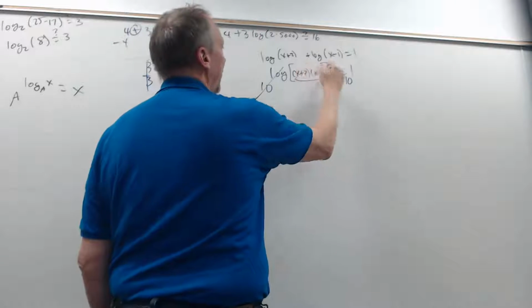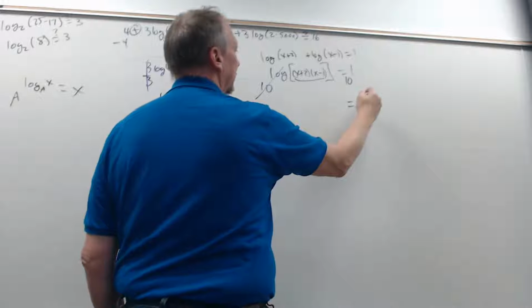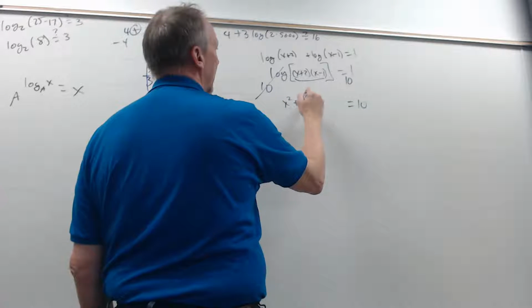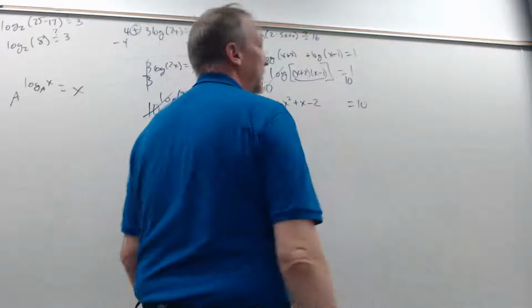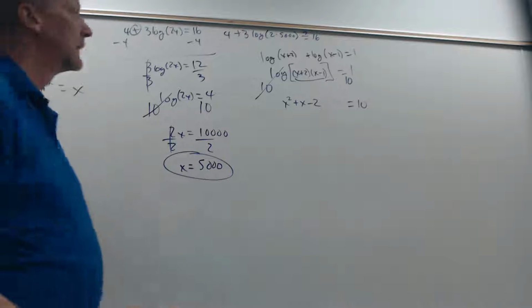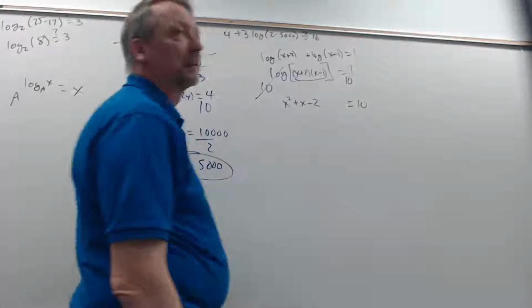Okay, so let's FOIL that out. That's going to equal 10. x squared plus x minus 2. Minus 2, you just went straight. Okay, now what? Subtract the 2? No.